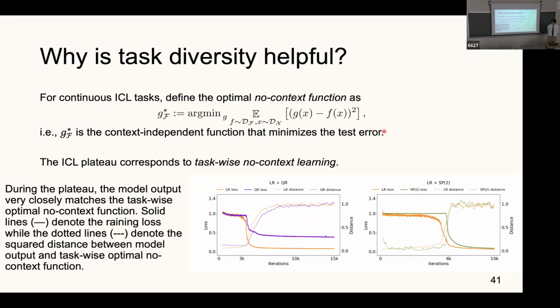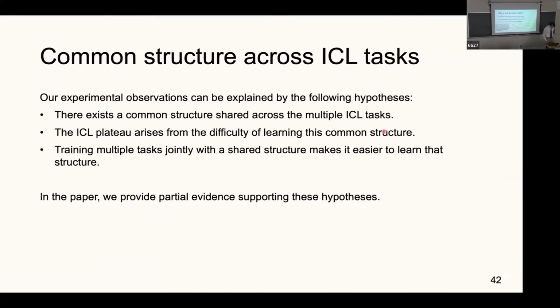So we observed that the transformer learns this no-context function very quickly, and then gets stuck there. The difficulty is in figuring out how to make use of the context that is being provided, and that would require an algorithm, and that algorithm is the hard thing to understand and hard thing to apply.